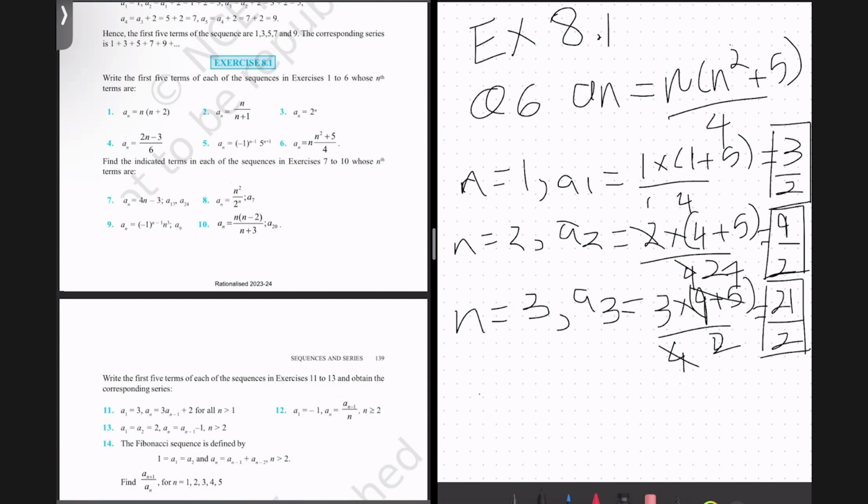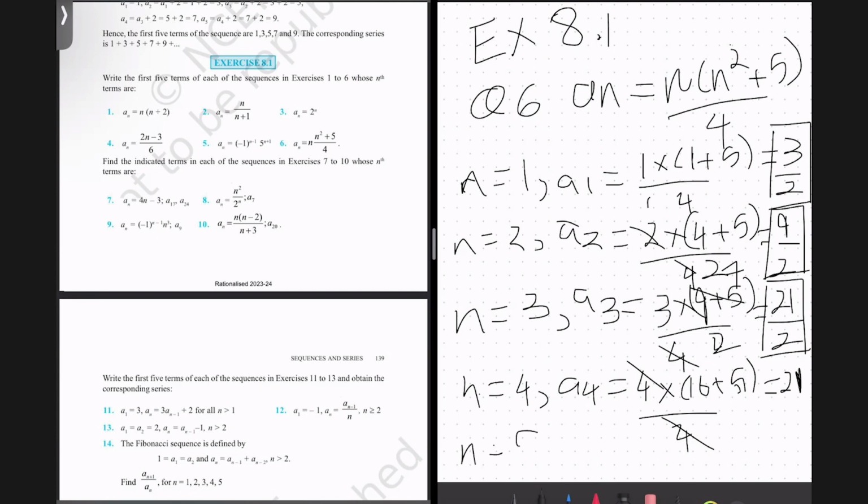You just need to plug in the value of n equal to 1, 2, 3, 4, and 5, and that is how you're going to arrive at the answer, right? For n equals 4, A of 4 would be 4 into 4 square, which is nothing but 16 plus 5, correct? We have 4 in the denominator as well. 4 and 4 get cancelled. 16 plus 5 is nothing but 21, correct?